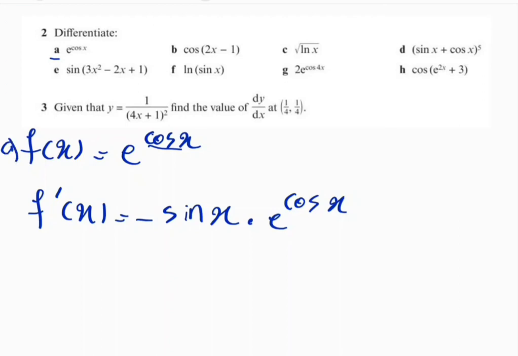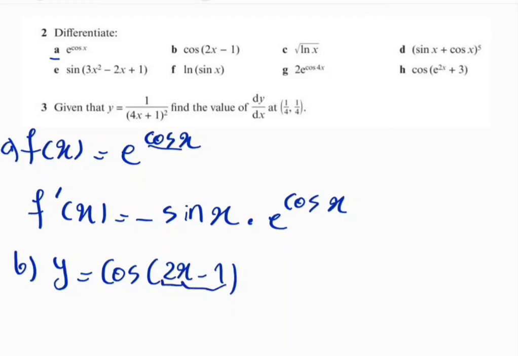So this was a, and let's do b. So let's call this one y. y is equal to cos of 2x minus 1. So we need to remember that when we want to differentiate cos of something, first we need to look at the inside of the bracket and see if it has a derivative. Obviously 2x minus 1 differentiates to only 2, so that will be the multiple which comes out, and so dy/dx is equal to, so first differentiate inside, which differentiates to 2, times.